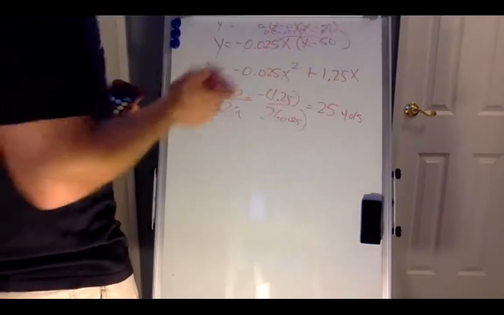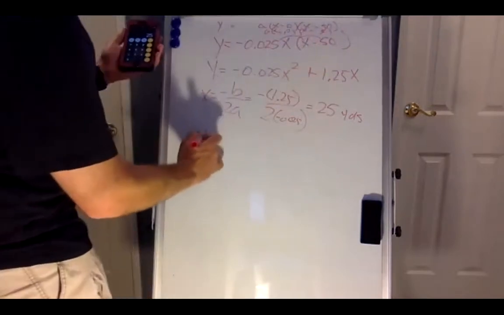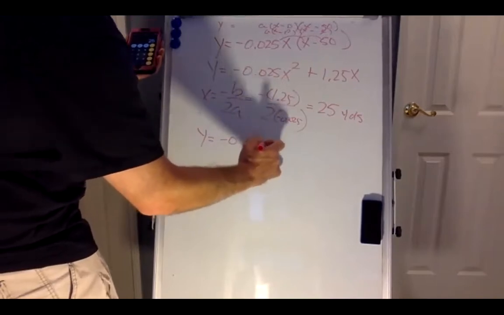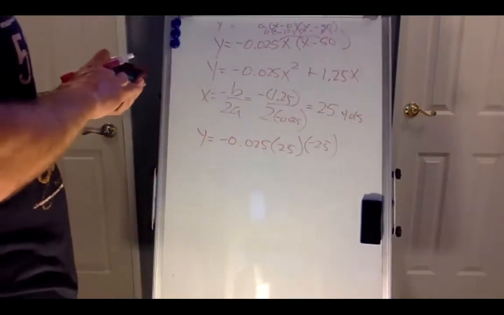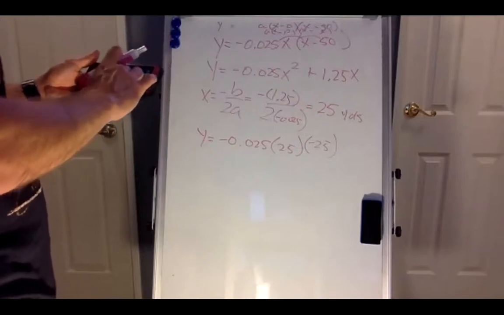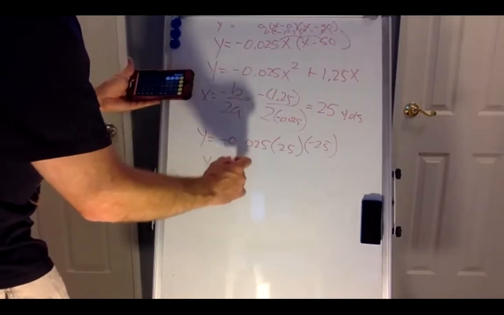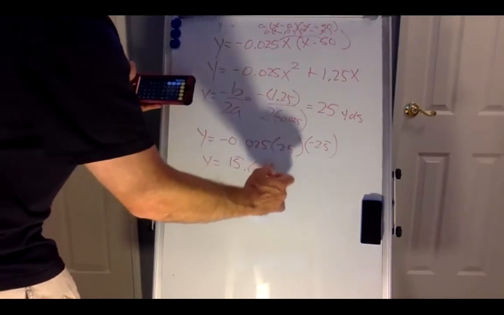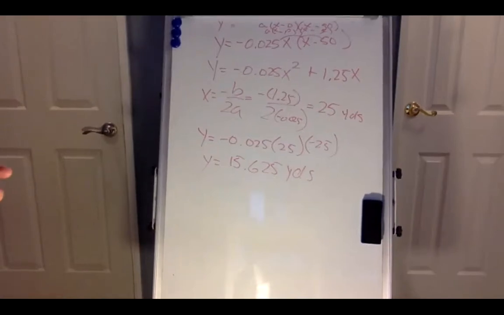But the question is, what is the maximum height? So you have to plug that in. All right, so when I plug in 25 for x, I'm going to get this. 25 minus 50 is negative 25. So I'm going to get 25 times 25 is 625 times 0.025. It comes out to positive 15.625 yards, which is my maximum height. Got it? Yeah. Okay.